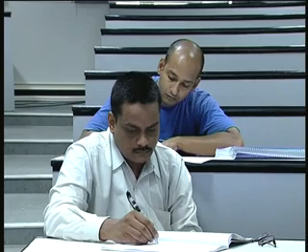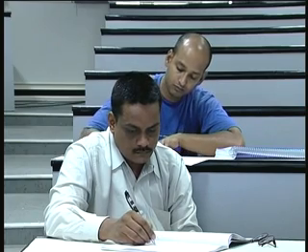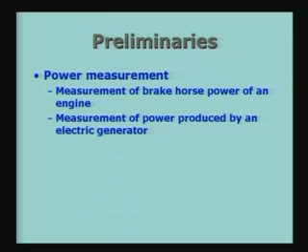In a laboratory where engines are being tested, one of the most important things we do is to test for the horsepower or the power output of an engine. It is usually called the brake horsepower, as we will explain later why it is called the brake horsepower. We may also be interested in finding out the power generated or produced by an electrical generator, for example.